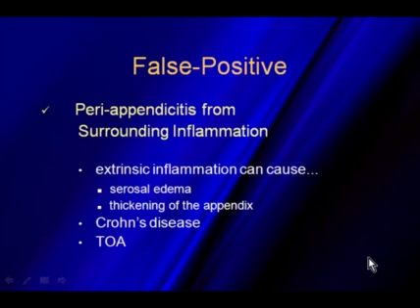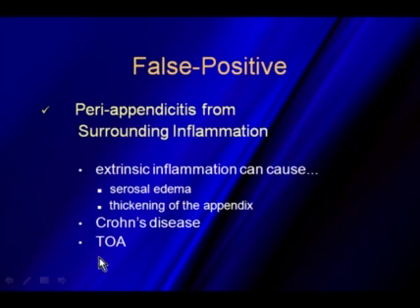Also, when we look for false positives is from other surrounding inflammatory processes. What happens is you get extrinsic inflammation that could cause serosal edema. Also, it'll cause thickening of the appendix. There's something that we've all heard of, Crohn's appendicitis. Typically, patients that know they have Crohn's disease, this is something that will start in the terminal ileum. So most patients that have Crohn's disease know or are aware that they have it, but you can get what's called Crohn's appendicitis that will cause the appendix to be inflamed also when they do have active Crohn's.